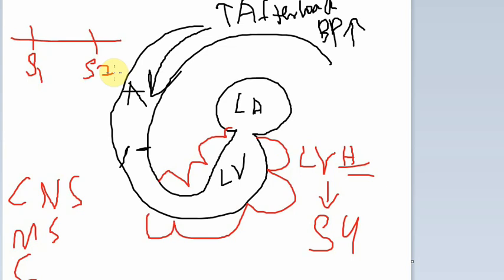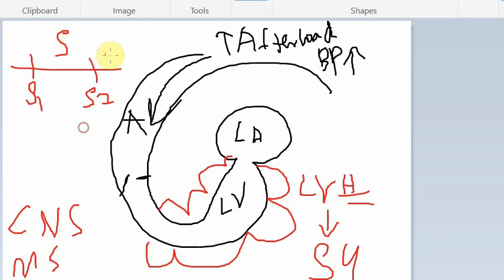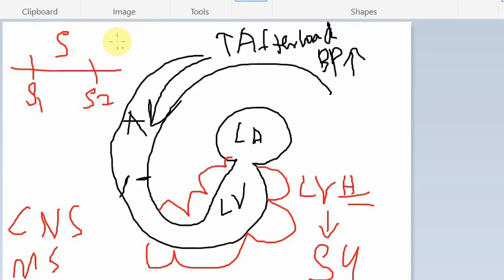So the S1 is actually created by closure of the mitral valve and the tricuspid valve, which we also call the AV valve, the atrioventricular valves. And the S2 is created by the closure of the semilunar valves, which are the aortic and the pulmonic. So between S1 and S2, we have the period of systole. Between S2 until S1, since the cardiac cycle is a cycle, it goes back, we have the diastole. So the S4 happens immediately before the S1. So this is the S4. While the S3 happens immediately after the S2.